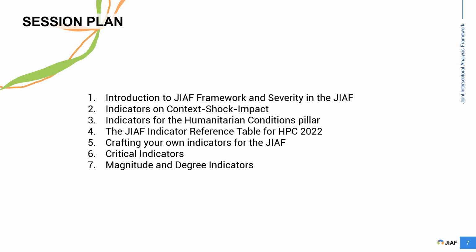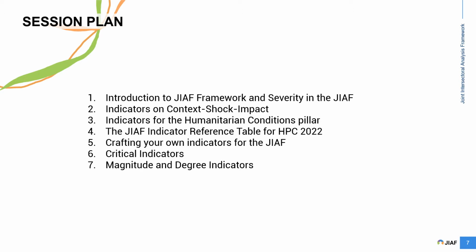The plan for this session is to look at 7 elements. The first one is to provide an introduction to the JIAF framework and the severity as a whole, as a concept. Secondly and thirdly, looking at the indicators for the different pillars: the pillars for context, shock, and impact, and then the indicators for the humanitarian conditions pillar, which are actually the ones used for aggregation and estimation of PIN.